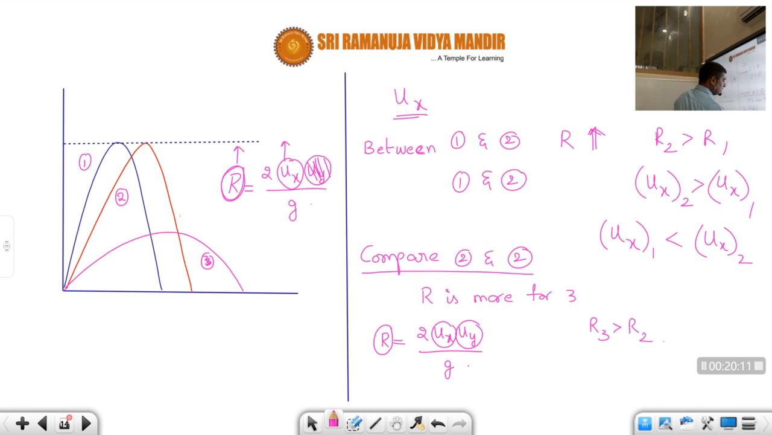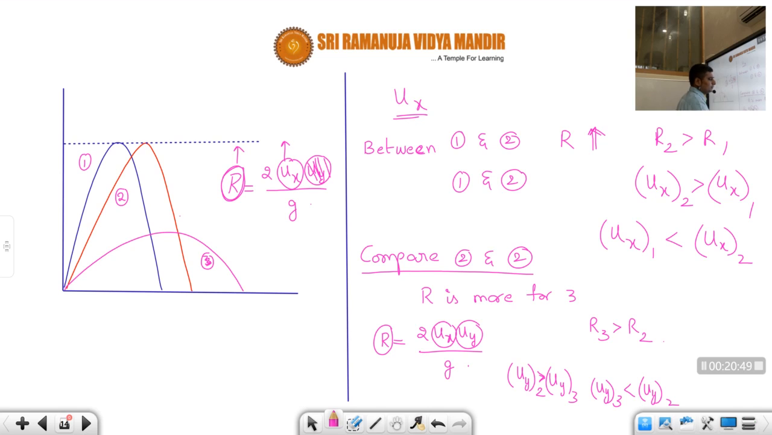Already we have y component of 2 is greater than y component of 3. Now please remember, students, y component of 2 is more than y component of 3. Or in other words, y component of 3 is less than y component of 2. Correct or not? Now see here, students, range for 3 is more than range for 2.